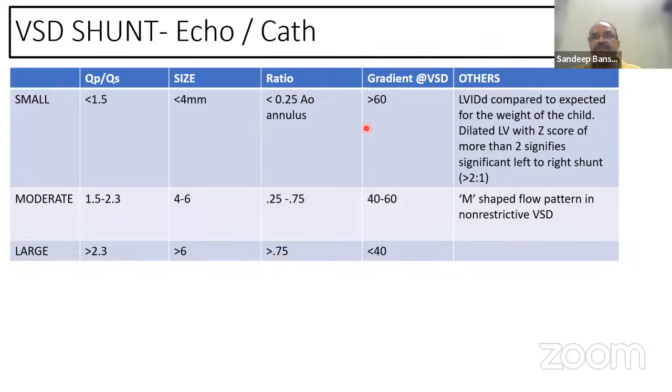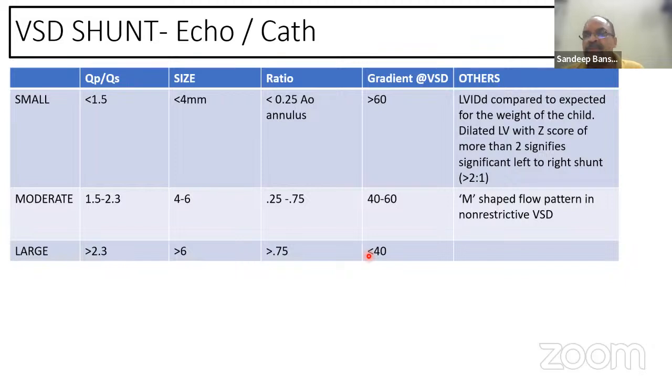Another thing is, the smaller the defect, the greater would be the flow gradient across the VSD. So if the gradient is more than 60 millimeters of mercury, then it is a small VSD. And if it is less than 40, it is a large VSD. In fact, we say that in very large VSDs, the pressure between the two chambers is equal.